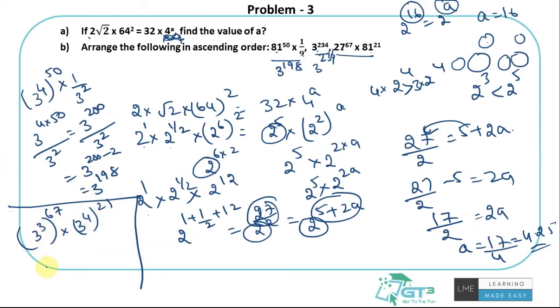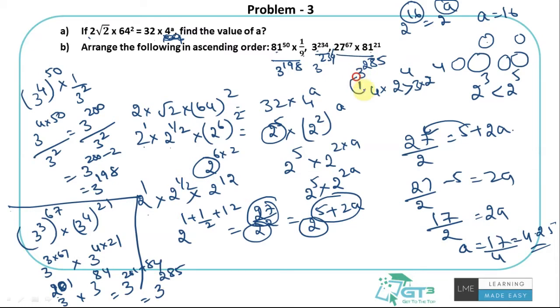So 3 power 3 power 67 is 3 power 3 into 67, and 3 power 4 power 21 is 4 into 21. So 3 into 67 will be 201. So 3 power 201 is this into 3 power 84. So using x power a into x power b is x power a plus b, this will come as 3 power 285.